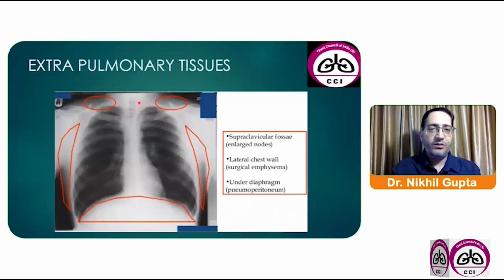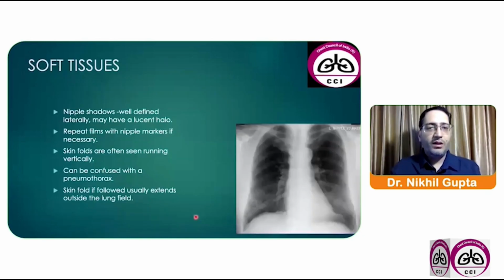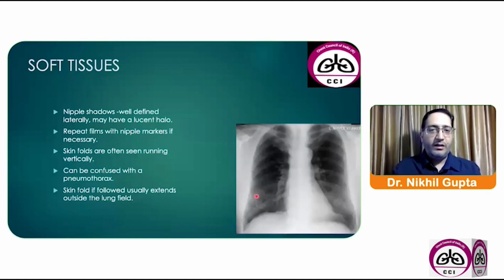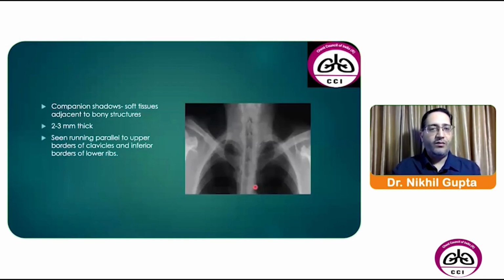Coming to extrapulmonary tissues, we should look for supraclavicular fossae, lateral chest wall for surgical emphysema, and under the diaphragm for pneumoperitoneum. Coming to other soft tissues, nipple shadows are well defined laterally and may have a lucent halo. And if need be, we should repeat the x-rays with nipple markers. Skin folds are seen running vertically, can be confused with a pneumothorax. Skin fold, if followed, usually extends outside the lung field.